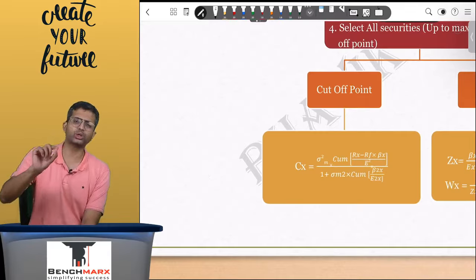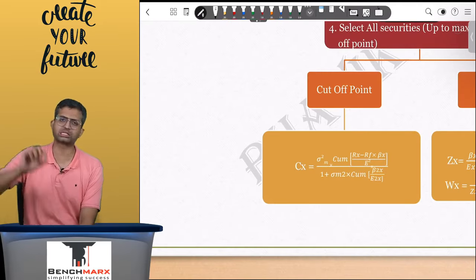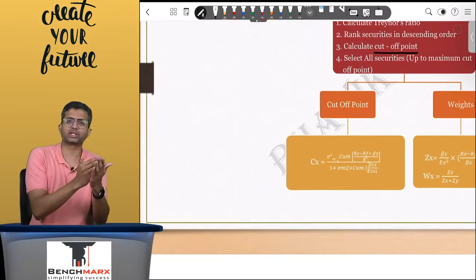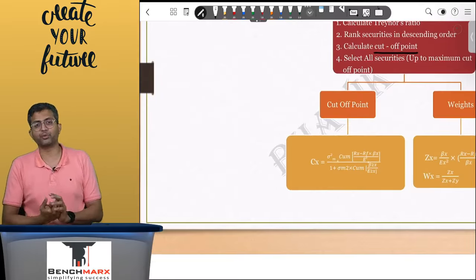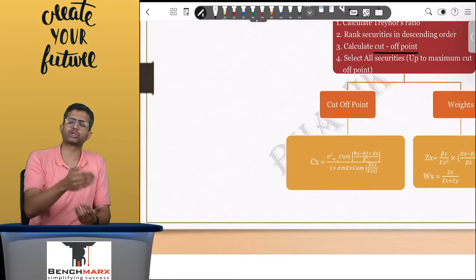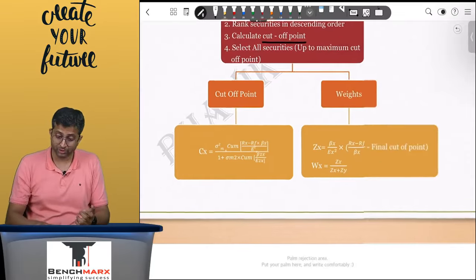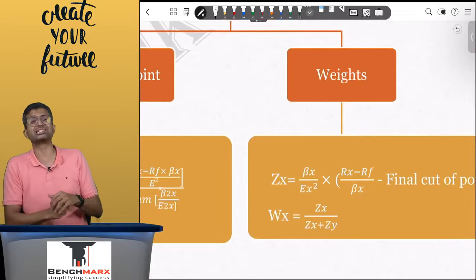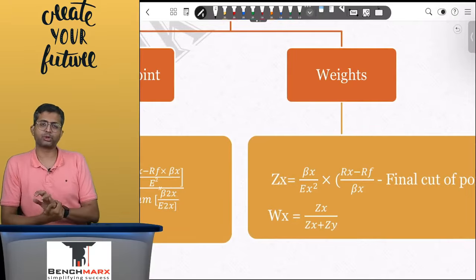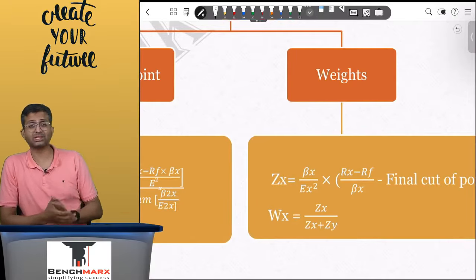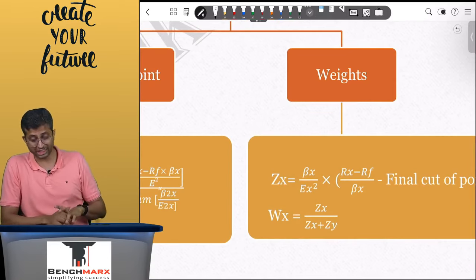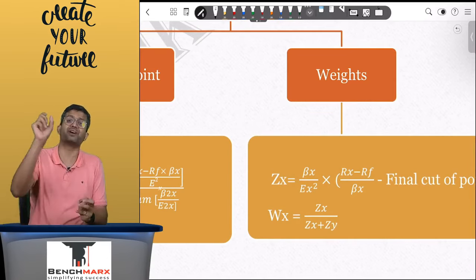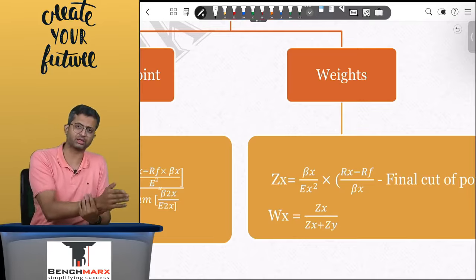Once you calculate the cutoff point, you select the highest cutoff point, and these are the securities. So let's say the highest cutoff point comes at 4, then the first 4 securities are to be selected in your portfolio. Now the question might even ask you to calculate weights, for which you will need to calculate a separate Z factor. Z factor for a particular security is the beta of that security upon the unsystematic risk of that security into the Treynor ratio of that security minus the final cutoff point. That will give you the Z factor for one security.